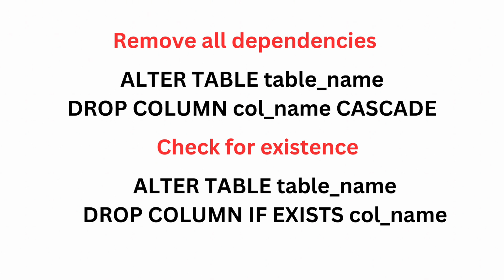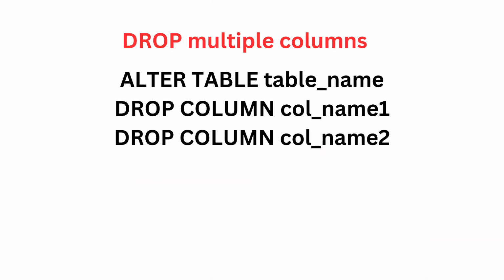Now, if you try to drop a column that does not exist, you'll get an error in PostgreSQL. So it's really common to add in an if exists clause before the column name in order to avoid the error. That way it only drops the column if that column name exists in that table. If you want to drop multiple columns, you simply say drop column, column 1 name, comma, column 2 name, comma, etc.